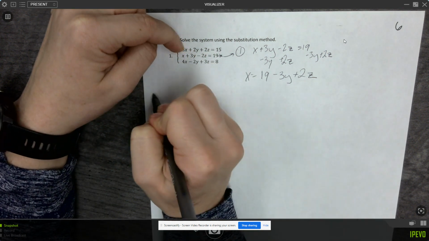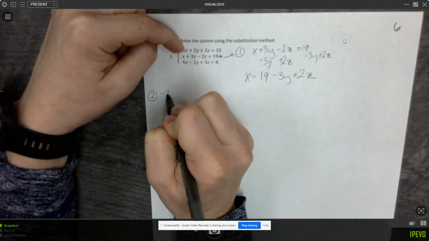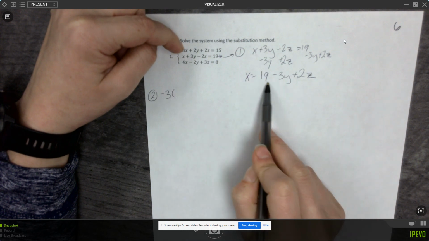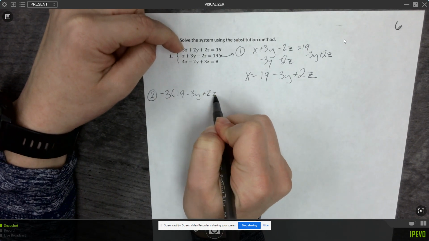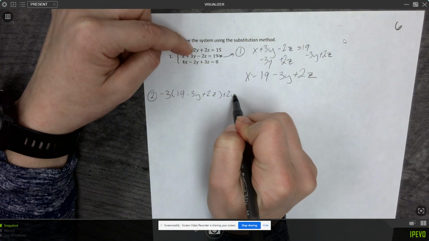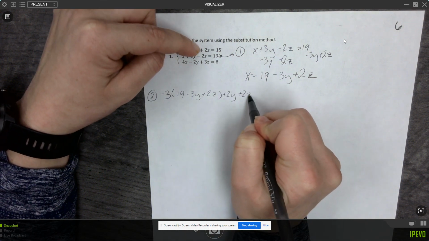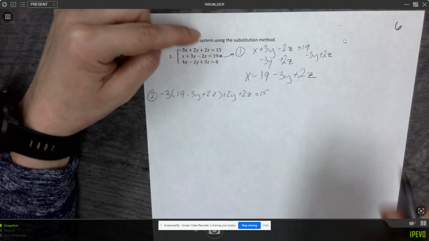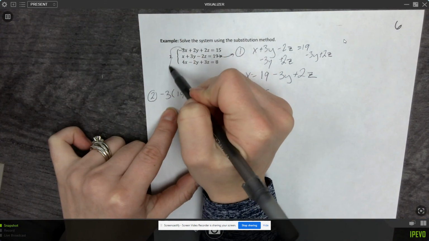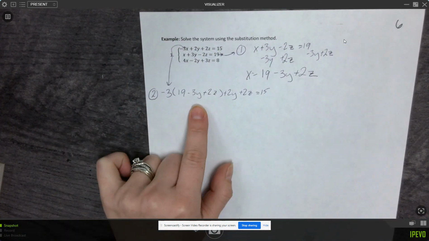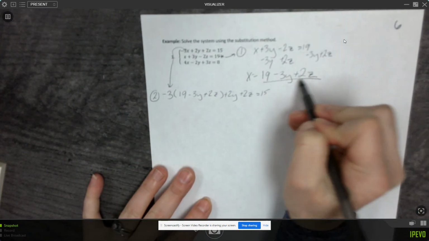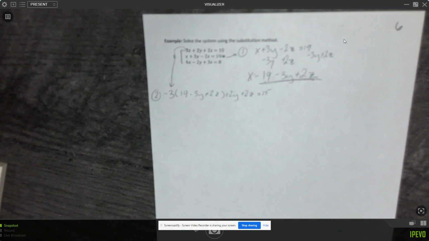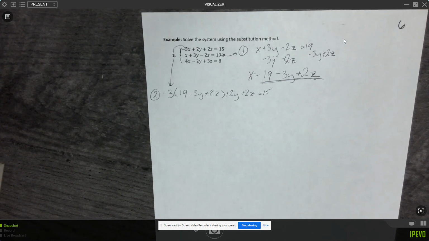So in the first equation, I'm going to take negative 3, take out x and substitute this in. Negative 3 times (19 minus 3y plus 2z) plus 2y plus 2z equals 15. All right, so I just took the first equation and substituted in for x what I just found x equals. You cannot solve this equation because you have a z and a y, but you can simplify.